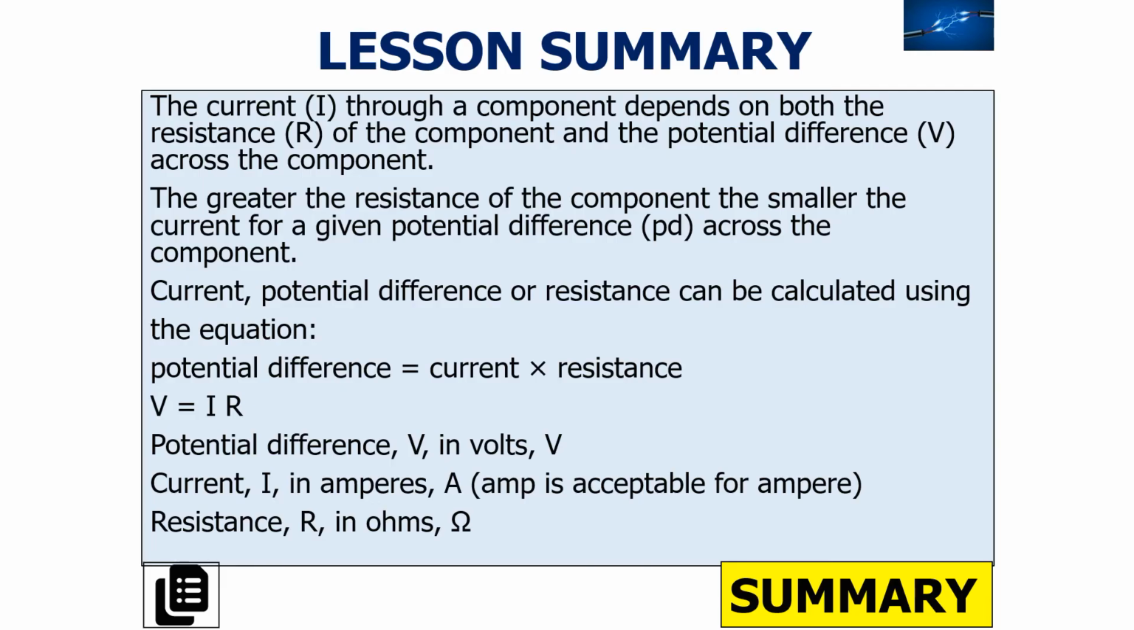So what have we learned in today's lesson? The current through a component depends on both the resistance of the component and the potential difference across the component. The greater the resistance of the component, the smaller the current for a given potential difference across the component. And we know potential difference is equal to current times resistance, or as we looked at in today's lesson, resistance is equal to potential difference over current.